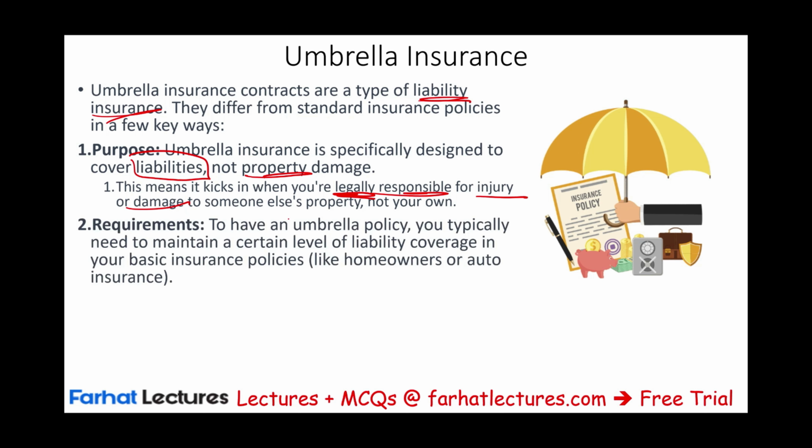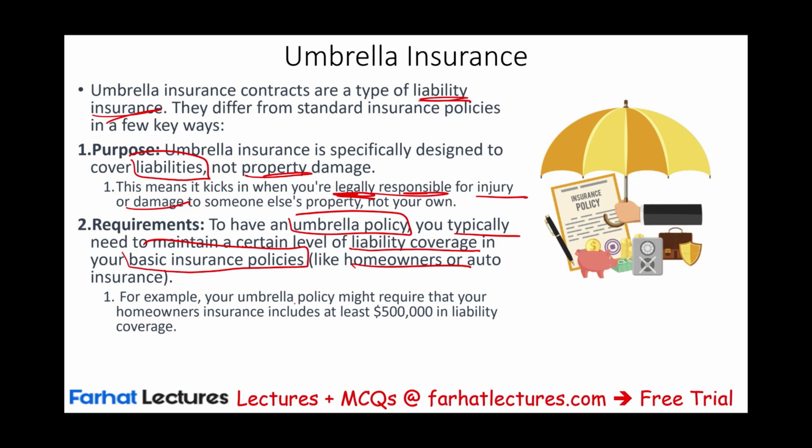Simply put, to have an umbrella insurance, you typically need to maintain a certain level of liability coverage in your basic insurance policy, like homeowners or auto insurance. So you have to have insurance. Then you will add this insurance as an extra liability. For example, your umbrella policy might require that your homeowner's insurance include at least $500,000 in liability. Simply put, the umbrella doesn't kick in unless you have a homeowner insurance or an auto insurance that covers up to $500,000 or $3 million. Then you will have another policy to cover an additional 5, 7, 8, whatever you want to do. The more coverage you want, the more you have to pay.